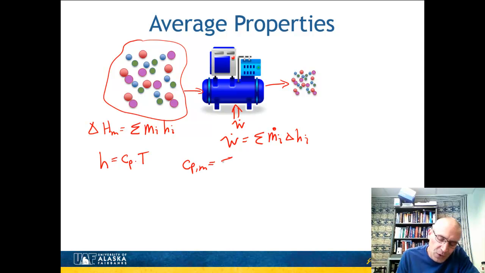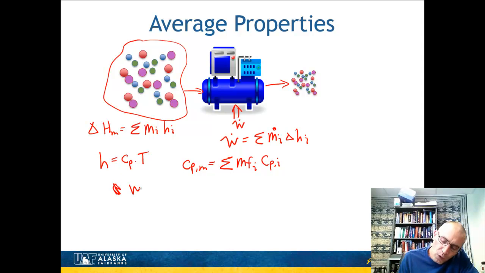And then what I'm going to do is just find the average. I'm going to sum up, for example, the mass fraction of each constituent times the C_P of each constituent. So I'm just weighting each one of the blue, the green, the purple, the red, to give myself a value of C sub P.